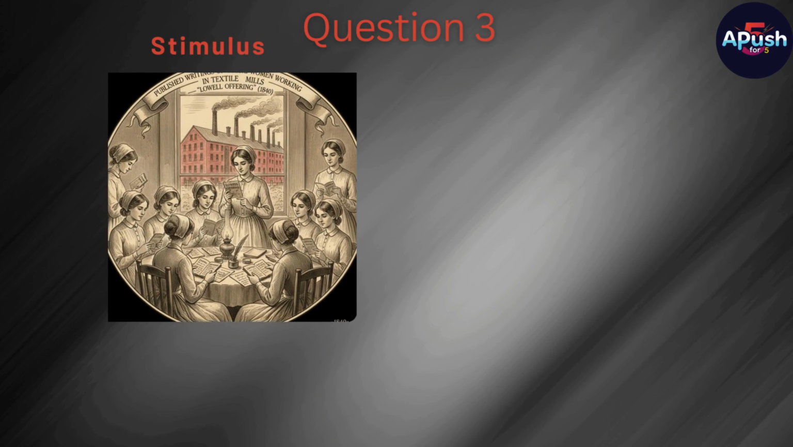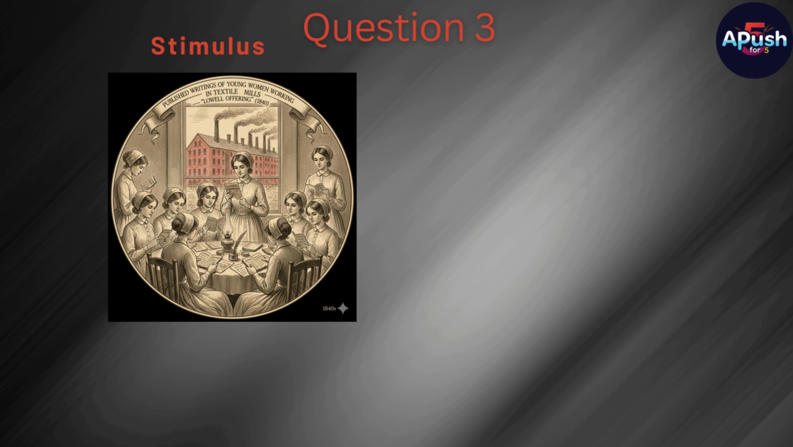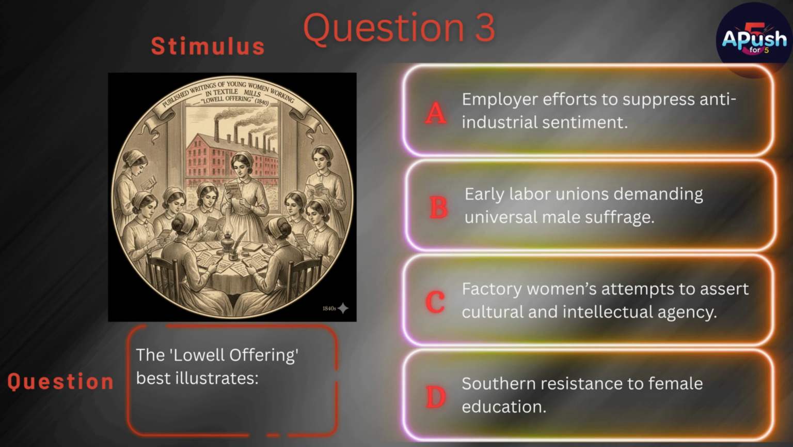Question 3. Stimulus. Published writings of young women working in textile mills. Lowell Offering, 1840. Question. The Lowell Offering best illustrates A. Employer efforts to suppress anti-industrial sentiment. B. Early labor unions demanding universal male suffrage. C. Factory women's attempts to assert cultural and intellectual agency. D. Southern resistance to female education.